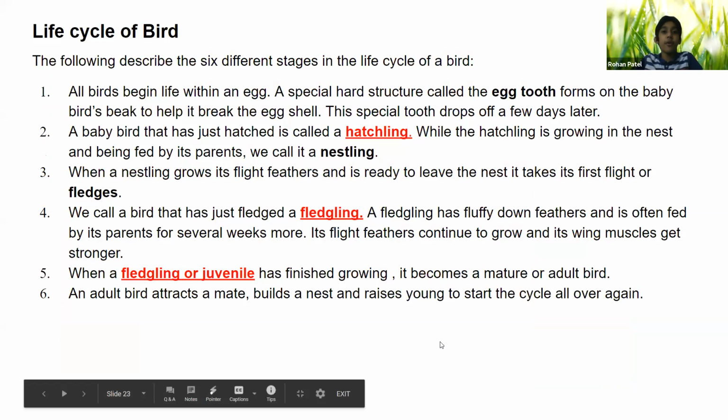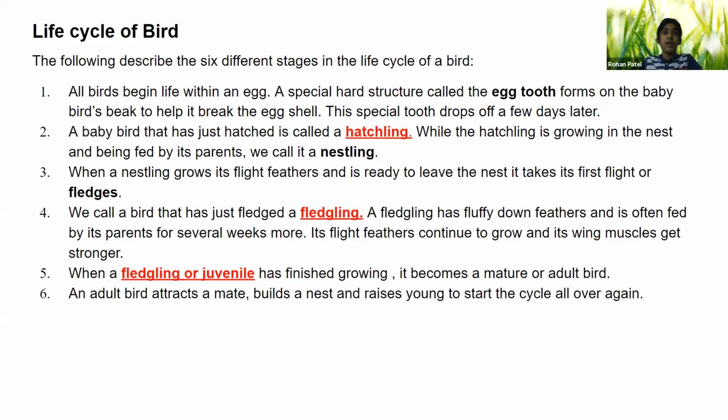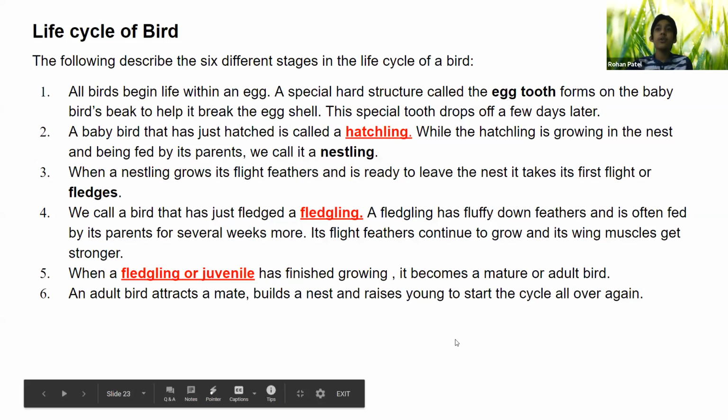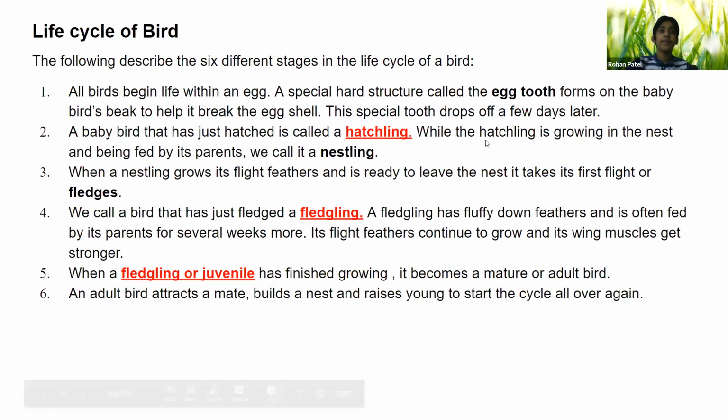The life cycle of a bird. The following describe the 6 stages of a bird. It all begins with an egg. We've all known that since the start. A special hard structure called the egg tooth forms on the baby bird's beak to help it break the eggshell. The special tooth drops off a few days later. A baby bird that has just hatched is called a hatchling.